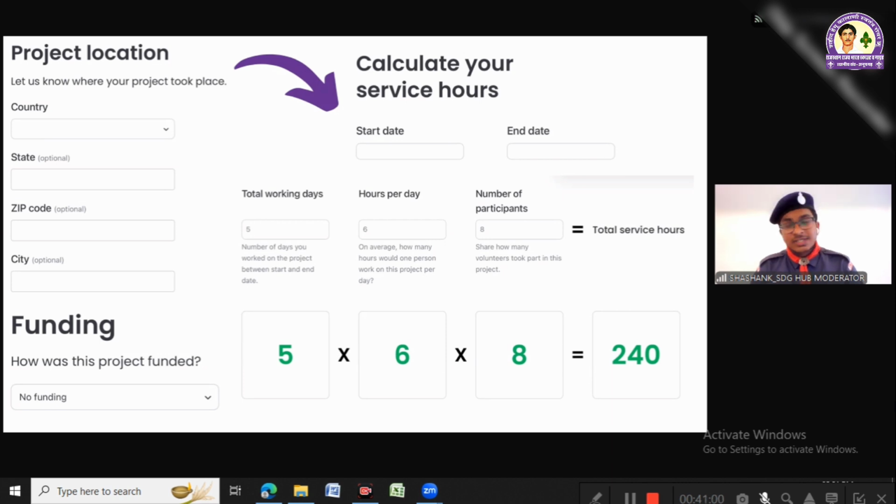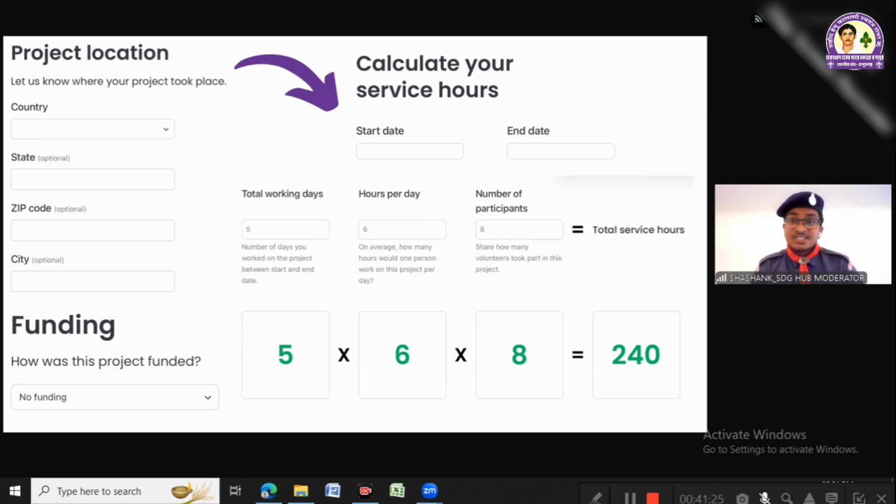I will let you know what is the maximum number of service hours that we can credit to an individual's account and why we do that. Because many projects come with really good content, really good photographs, but they in turn come with thousands of service hours, which in turn is inadmissible at times.